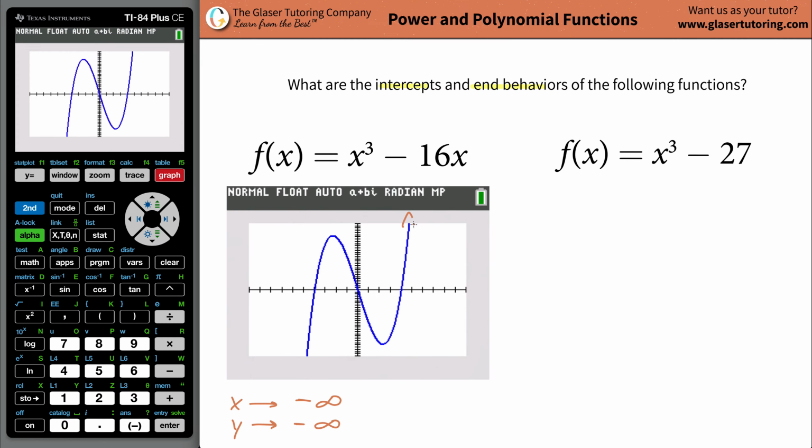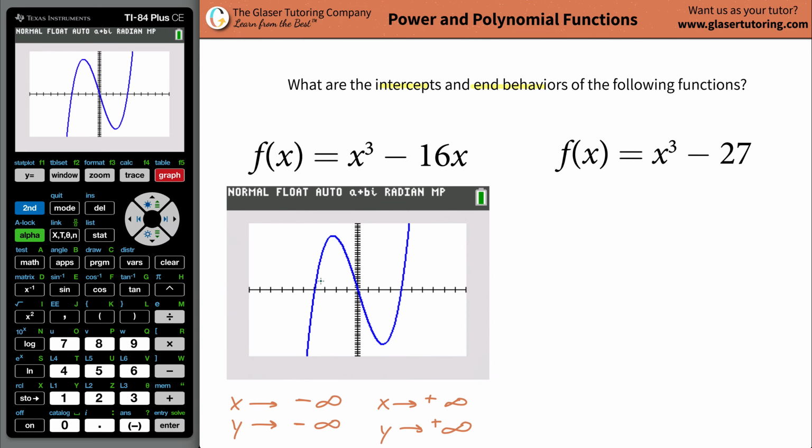And then looking at the right side of the graph, as x is going more and more positive, as it's going to positive infinity, the y value looks like it's also going on up and up and up forever. So it looks like it's going to positive infinity. All right, so that's how you would use the calculator and, by looking at the graph, determine the end behavior.